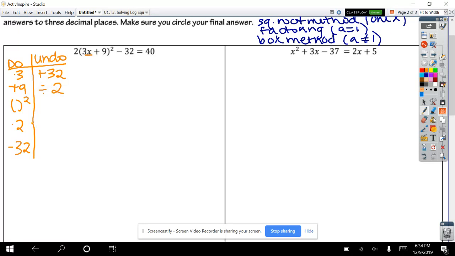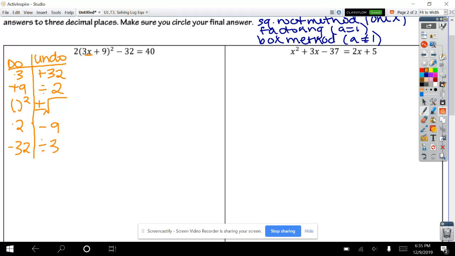Now, remember when you get to the square root step, don't just write a square root, write a plus or minus square root, because you cannot forget the plus or minus when you're solving, or you will lose like half the points on the quiz, because you need to get both solutions if there are two solutions. Then you would subtract 9 and divide by 3.